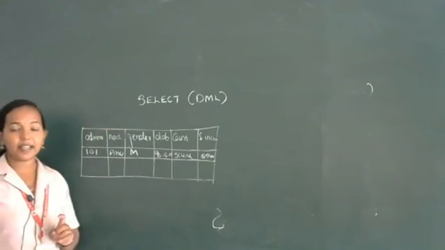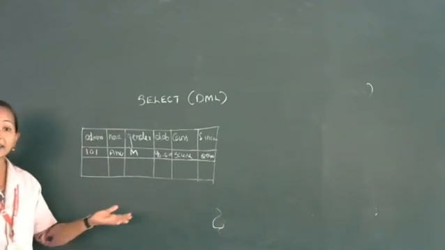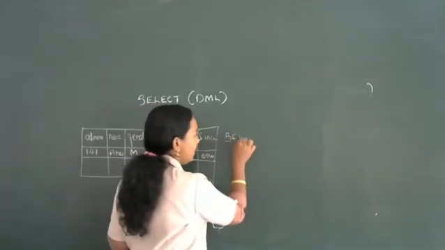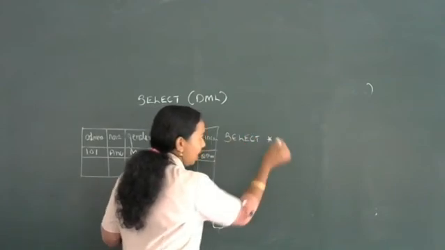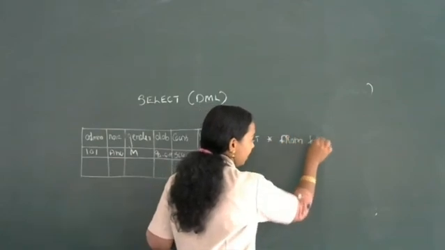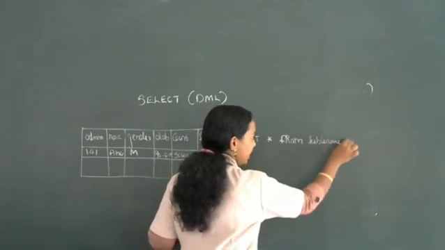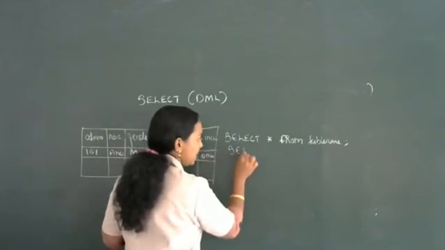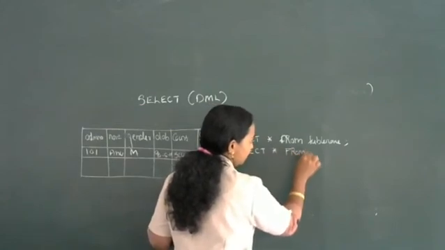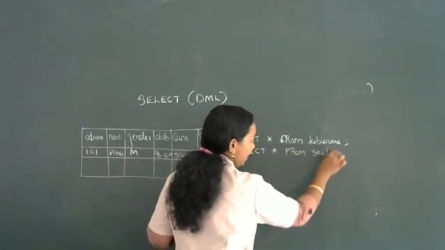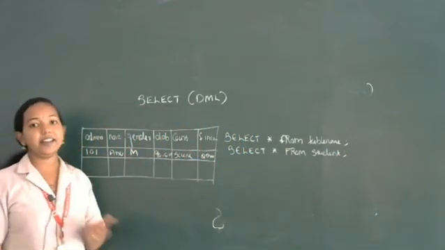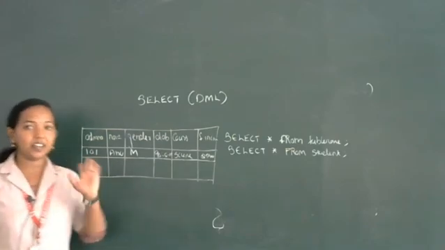Two types of select operation are present. We can select the entire table. For selecting the entire table we use the command select star from table name. If we write select star from student, what will be the output? We will get the entire table as a result. Star indicates the entire table.